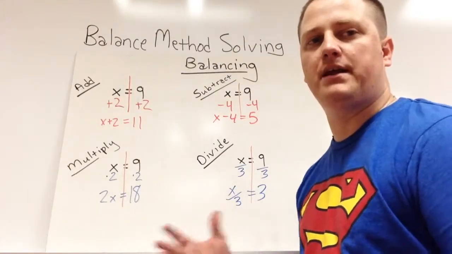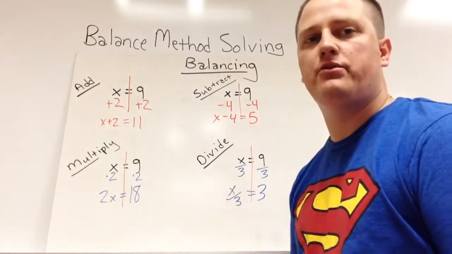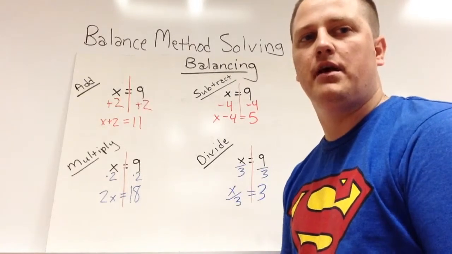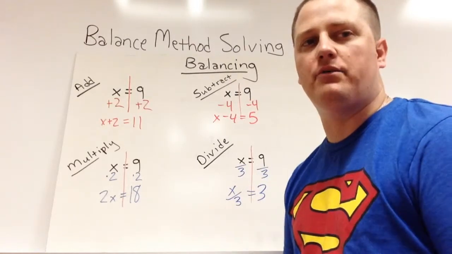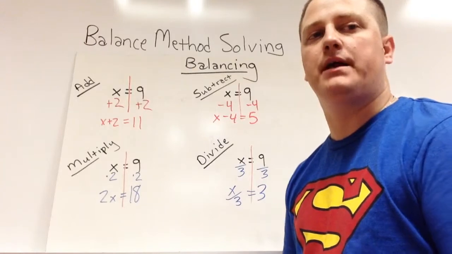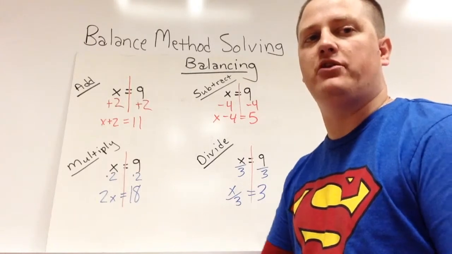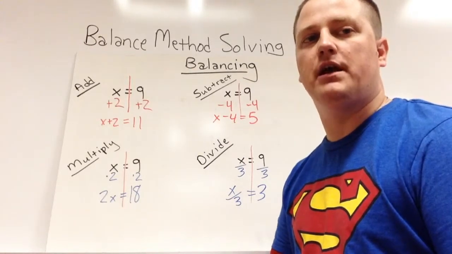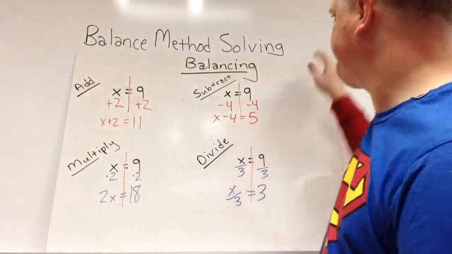Alright, this is the basic idea of balancing. We're going to do the same thing to both sides, but we're going to keep using the idea of opposites. So if there's adding on one side, then we're probably going to use subtraction, but we're going to have to do it to both sides of the equation to keep it balanced.